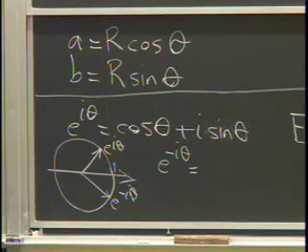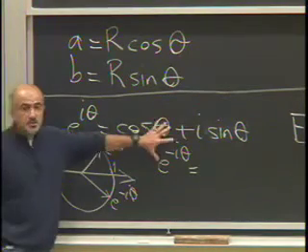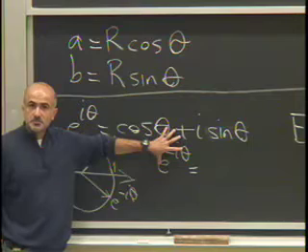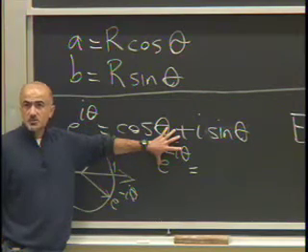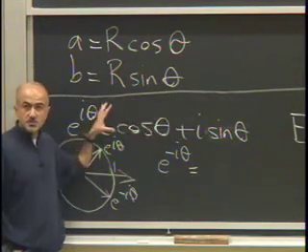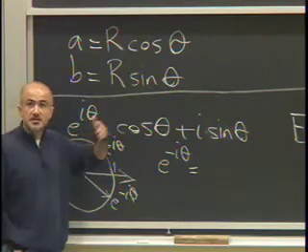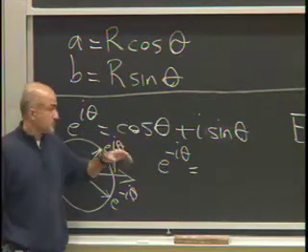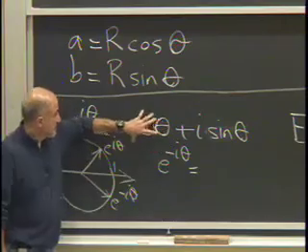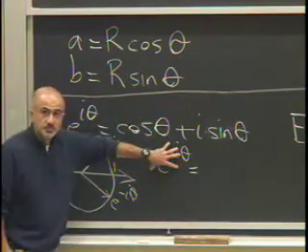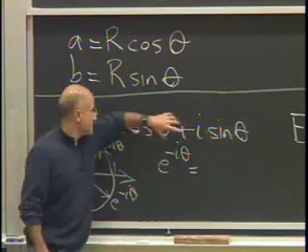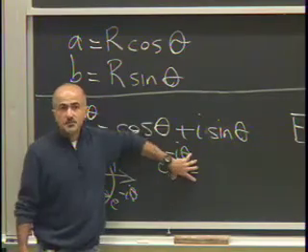Figure that out, and then use the 2 equations to come up with an expression for cosine in terms of the complex exponential only. So I don't want to see a sine in that expression. I want you to write the cosine in terms of the complex exponentials, and I want you to write the sine in terms of the complex exponentials. All right? Go for it.